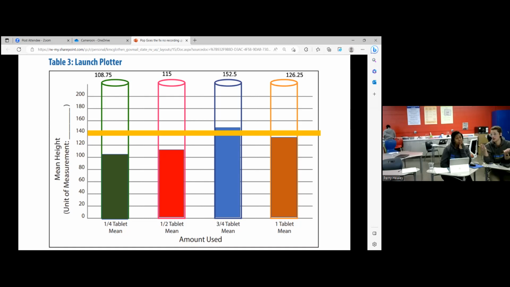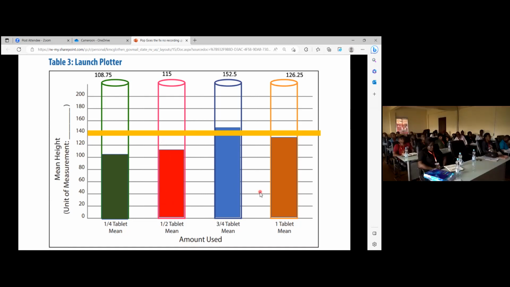Which trial should we use in our rocket? Oh, sorry, let me stop before I move on. Are there any questions about graphing or visualizing the data? Yes, one question. Okay.